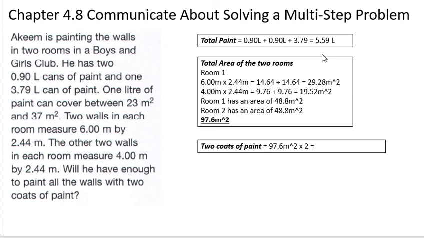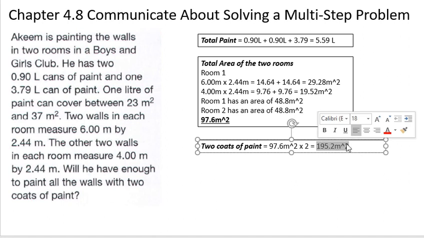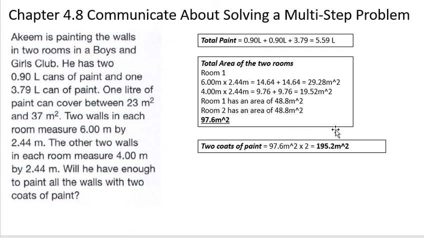So if he's going over it twice, he has to do 97.6 times 2. So he has a total of 195.2 meters squared to paint. And just to be clear about what this number means, this is all 4 walls of one room plus all 4 walls of the other room, and then to paint them twice. So just to make that completely clear. So this is what he has to be able to paint.